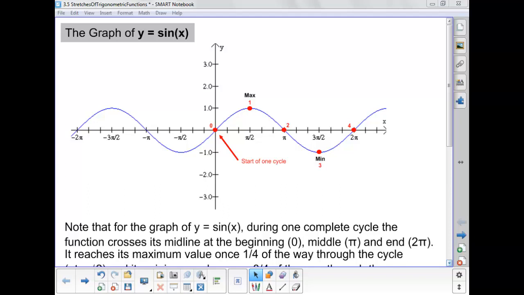Welcome to today's lesson on stretches of trigonometric functions. Last lesson covered how to graph the base trigonometric functions in radians. So to start off, we'll look at what the graph of sine of x looks like.